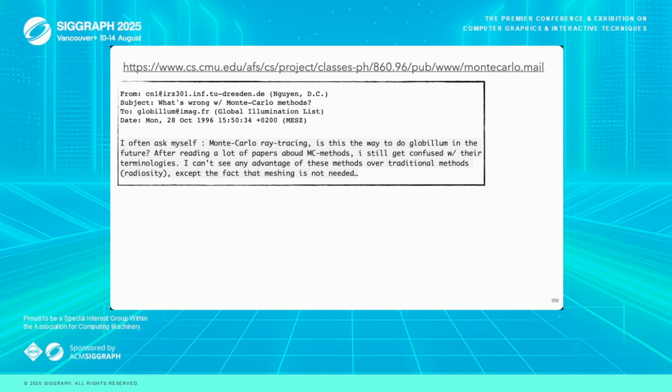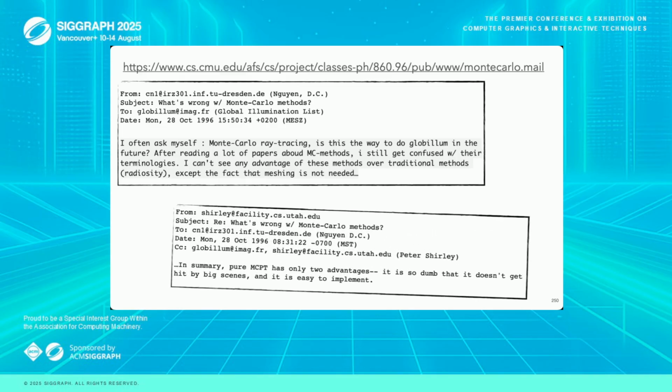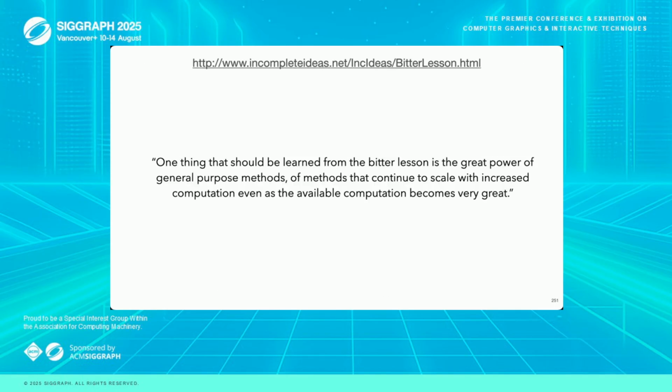And so broadly, there was a concern that Monte Carlo methods were an academic curiosity, but one response from Pete Shirley stands out. He said that Monte Carlo is so dumb that it actually doesn't get hit by any big scenes, and he adds that it's really easy to implement. So this simplicity of Monte Carlo methods is not just a convenience when it comes to implementation, but it's also in line with the famous bitter lesson from Rich Sutton, which says that we should try to develop methods that scale with computation, even as computation becomes very great.